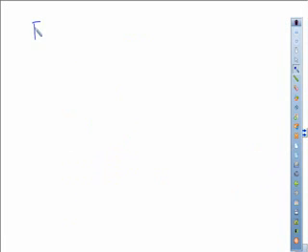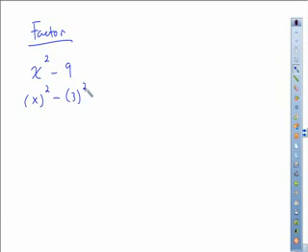So let's factor a few difference of squares problems. There's a special pattern that we can use for factoring difference of squares. Let's say we have x squared minus 9. First you have to recognize this is a difference of squares. It's a minus sign, there are two terms, and both of these are perfect squares. How do we know they're perfect squares? Because x squared gives you this, and 3 squared gives you this.